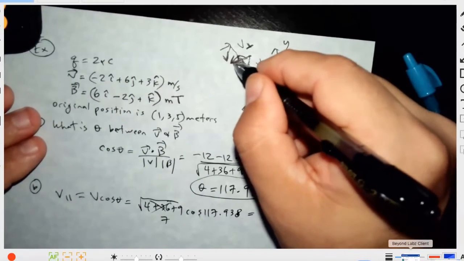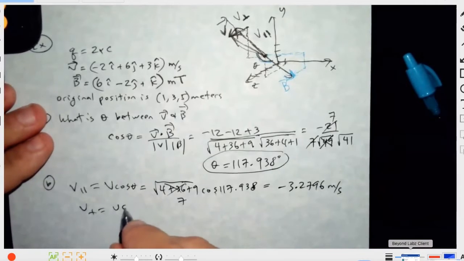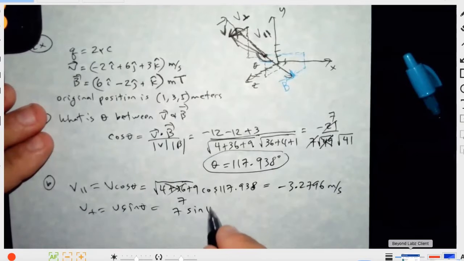And then the perpendicular is going to be V sine of theta. So it's going to be 7 sine of 117.